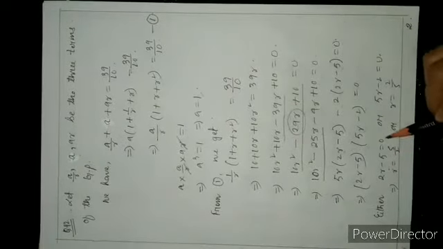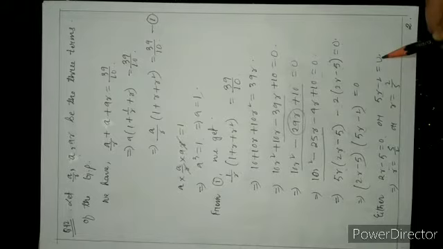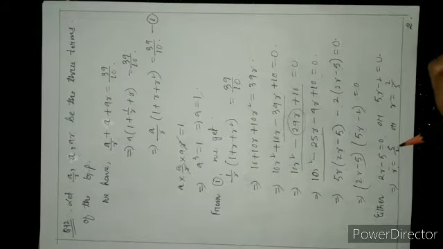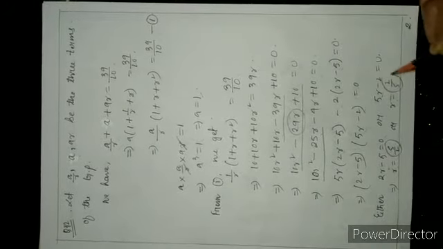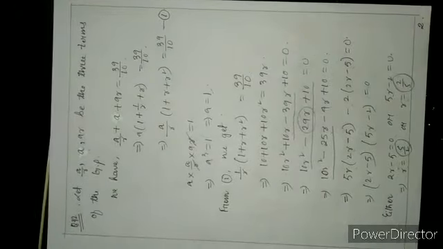So either the first expression is 0 or the last expression is 0. From the first, the value of R is 5/2. From the second expression, R is 2/5. These are the values of R, so the common ratio is 5/2 or 2/5.